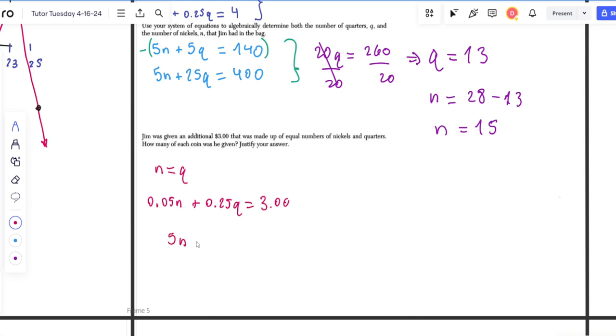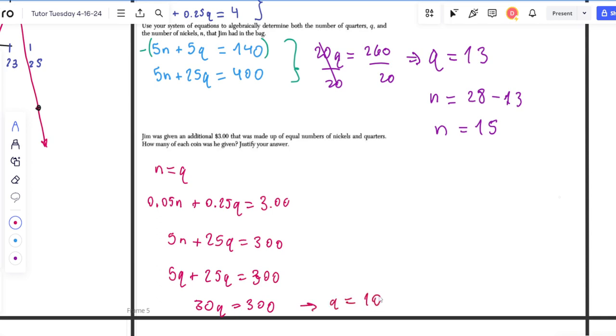Or we can multiply by 100 to make it easier for us. I don't like decimals. 5n plus 25q equals 300. If n equals q, we can also substitute. So we could do 5q plus 25q equals 300, or 30q equals 300. So the number of quarters is 10. The number of nickels is also 10 because they're equal. And we can just make sure that's 50 cents plus 250, so yeah, that's $3.